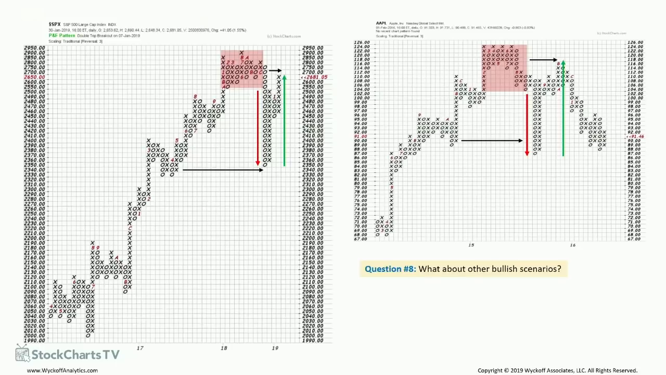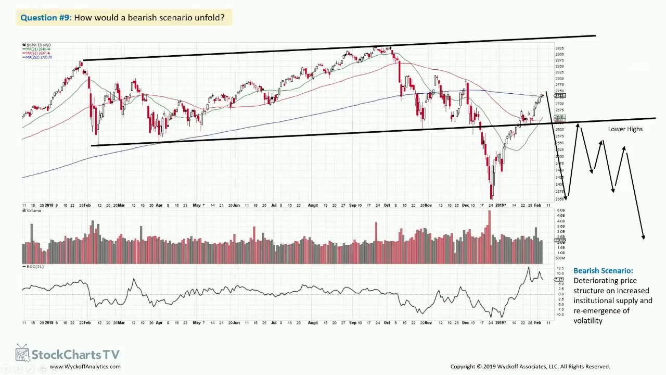You're kind of saying that we're going to be in the middle, between the highs of September and the lows of December, which I actually agree on. Okay, so how would a bearish scenario unfold for those of you who are bears?